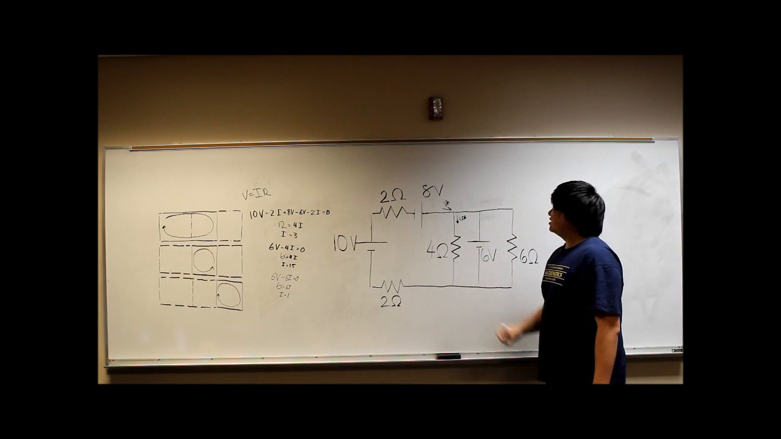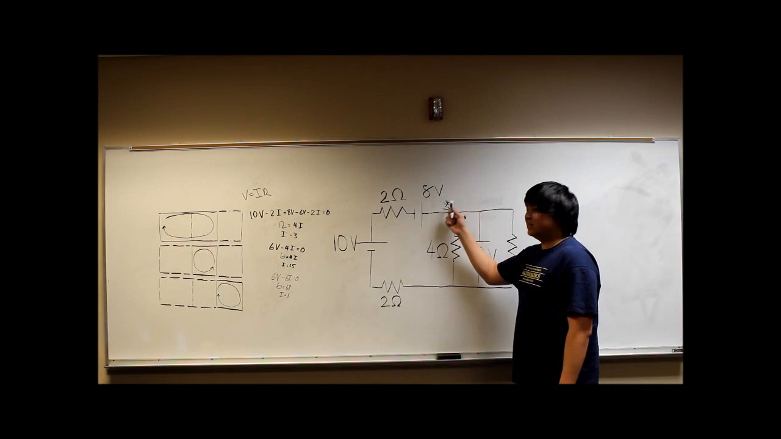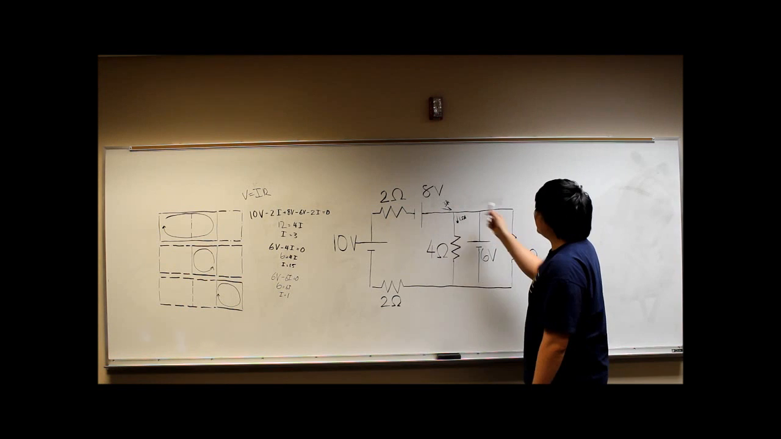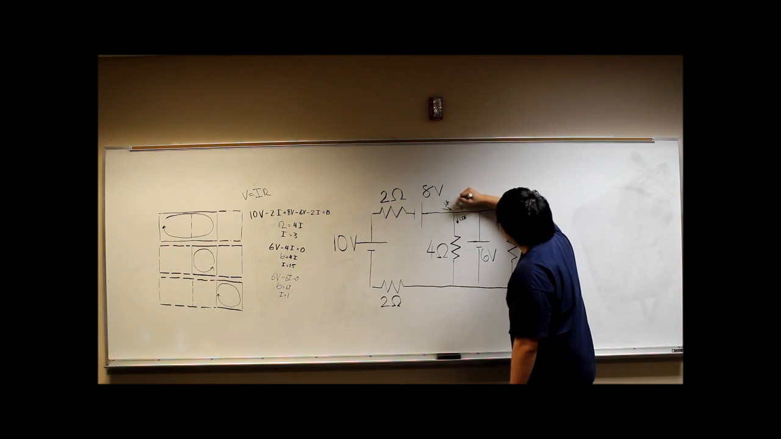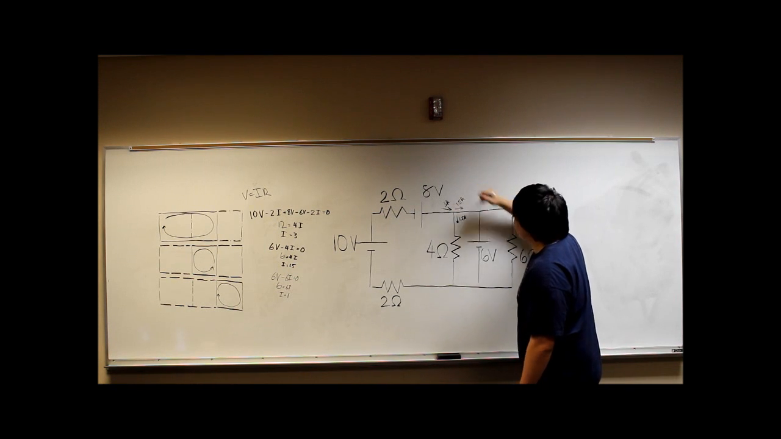So now we can use the junction rule here. The junction rule states that if 3 amps are going into the junction, then 3 amps have to go out. So 3 minus 1.5 means that we need 1.5 amps going this direction.